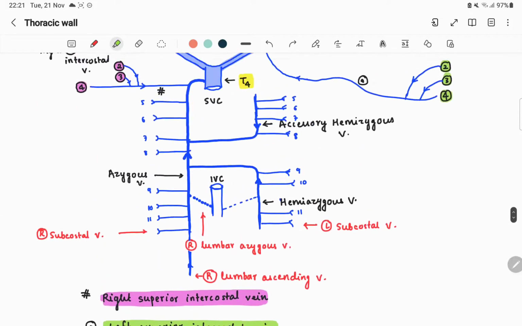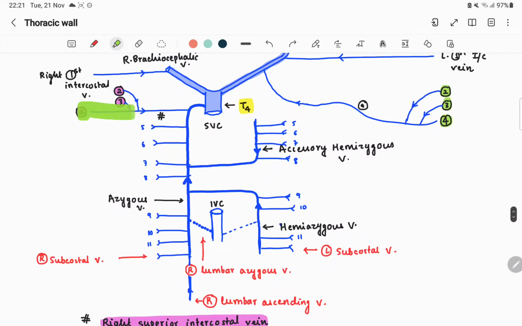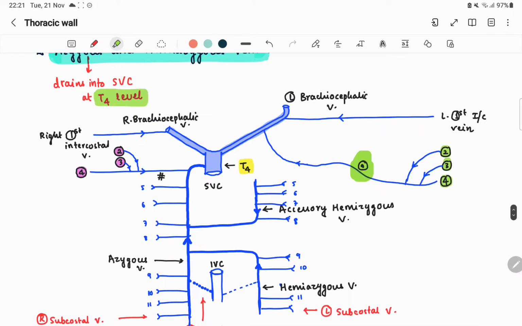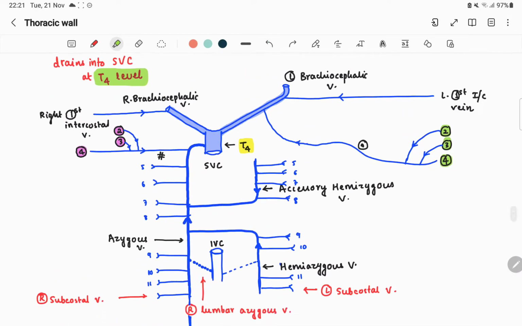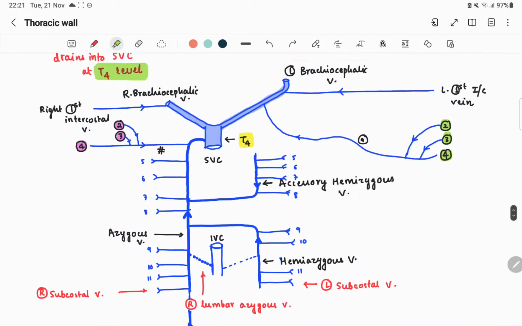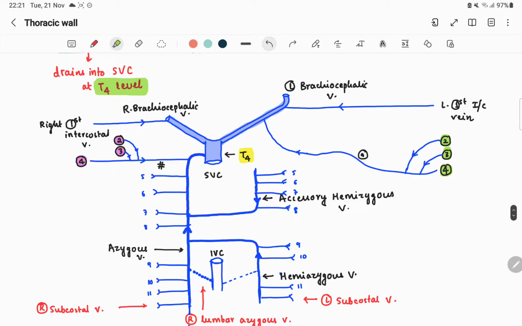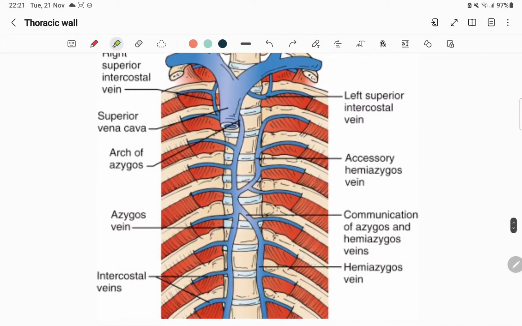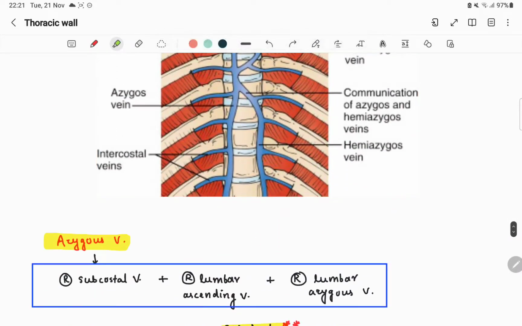If you understood this, this branch from here is called your right superior intercostal vein. And we have another part, which is called your left superior intercostal vein. These are special names only for these intercostal veins: right superior intercostal vein and left superior intercostal vein. This is the whole arrangement.